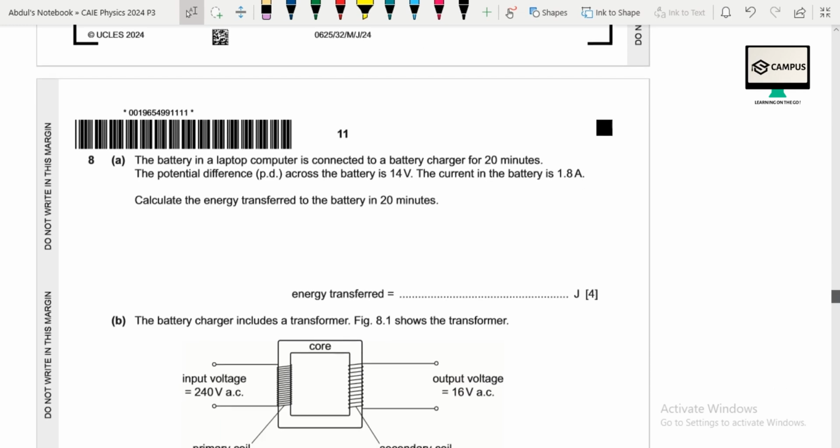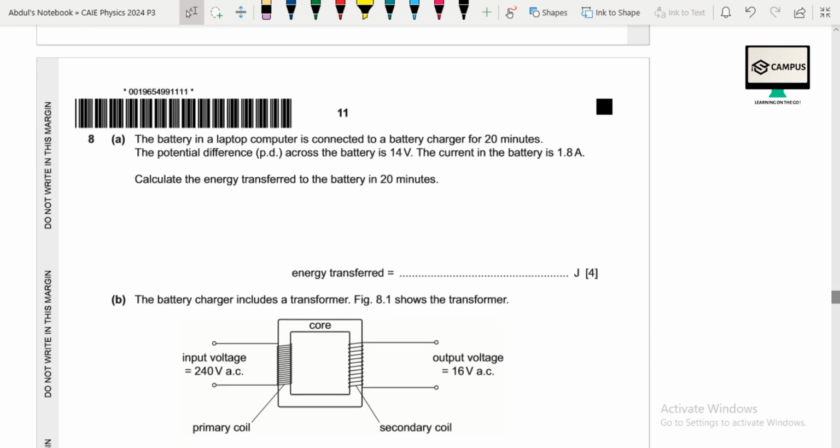Let's move on to question number 8. All right, so the battery in a laptop computer is connected to a battery charger for 20 minutes. The potential difference across the battery is 14 volts. The current in the battery is 1.8 amperes. It is assumed that while connected to the battery charger, this is the steady state voltage and current. So calculate the energy transfer to the battery in 20 minutes. Again, the assumption is that this voltage and this current were there for the last 20 minutes, and we try to calculate the energy transfer.